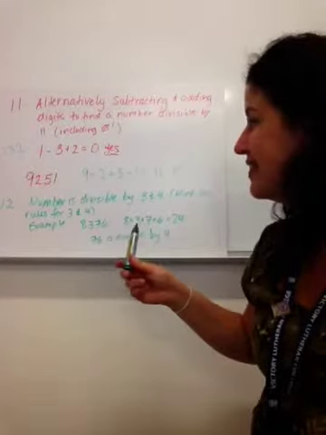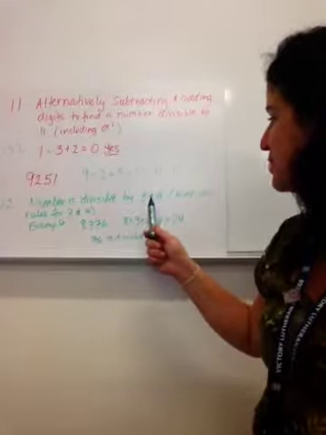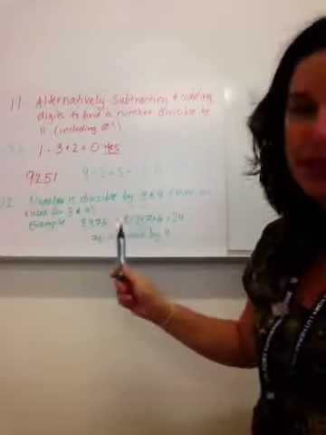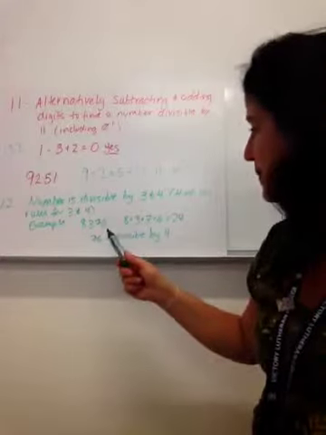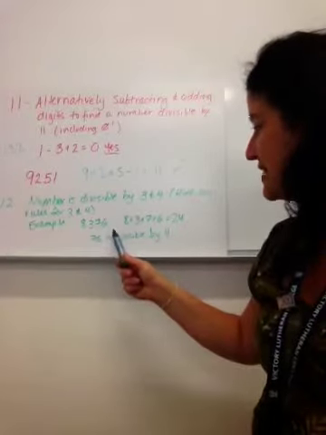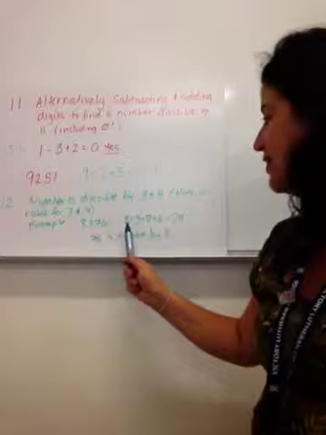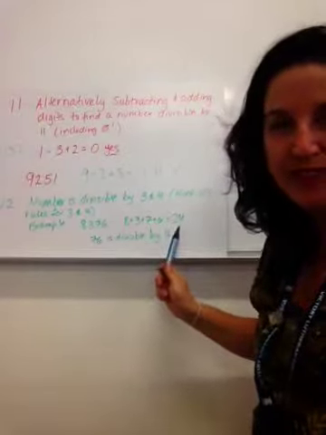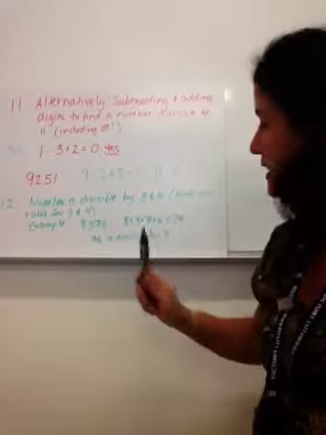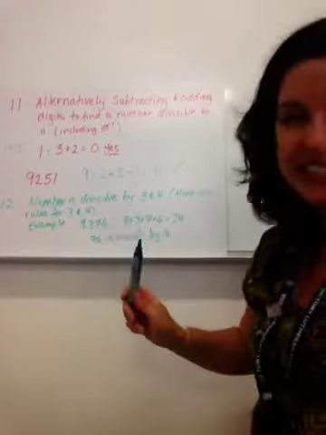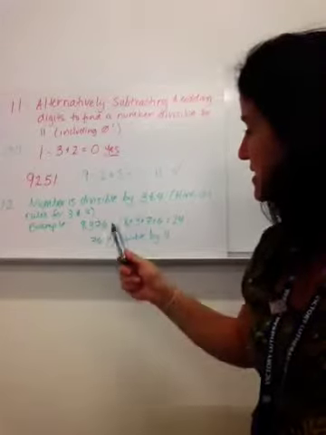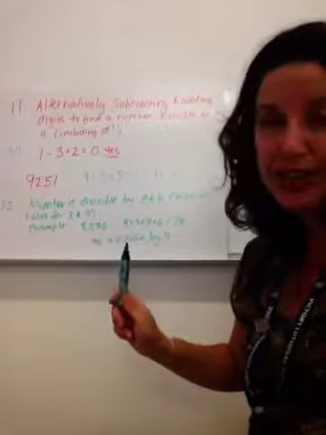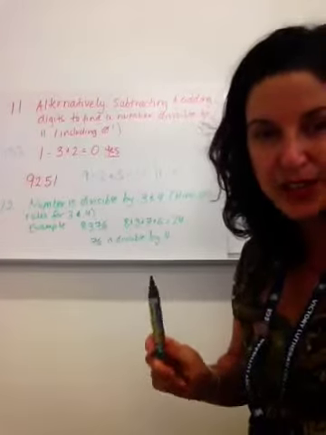Okay, and the last one, 12. If the number is divisible by 3 and 4, so if you use the rules for 3 and 4, then that number is also divisible by 12. So for example, 8,376. This number, if you add the digits up, 8 plus 3 plus 7 plus 6, the number is 24. That's divisible by 3, so that works. And if you look at number 76, that's divisible by 4. So that means that 8,376 is divisible both by 3 and 4, which means it must be divisible evenly by 12.